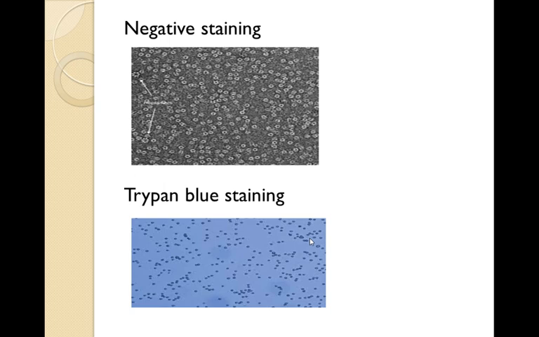Trypan blue staining is vital staining that is used to differentiate between the living and the dead cell. You can see the picture here. The blue stain is taken up by the dead cell, and we can determine the dead cell. These are the dead cells, and the others are the living cells.